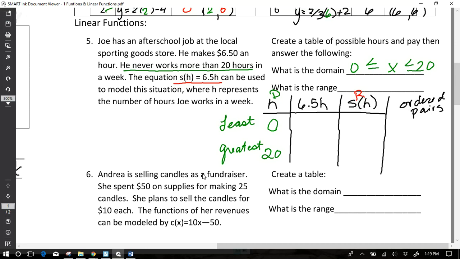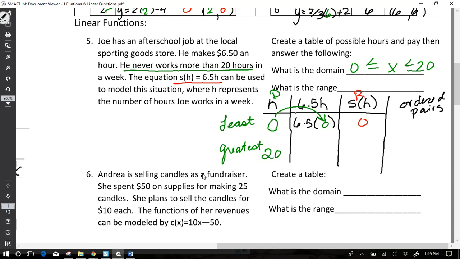Now we've got to figure out the smallest possible salary he could earn and the largest possible salary he could earn. So S stands for salary. All right, so what I'm going to do is take my input and plug it in and simplify. What is 0 times 6.5? And the answer is 0. So I've got my smallest.